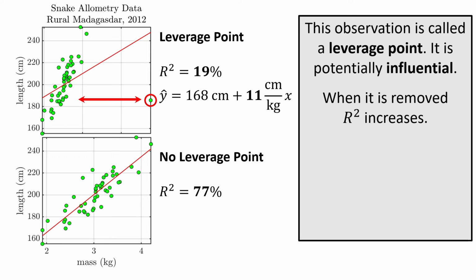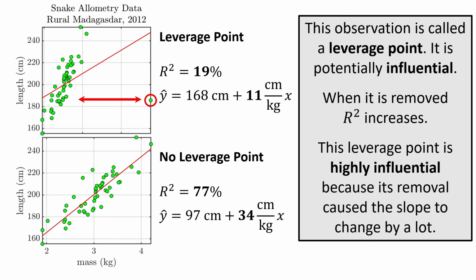And that makes sense because you see that leverage point has a very big residual. The distance between that leverage point and the line of best fit, that vertical distance, is very big. So by removing that data point, we're removing a data point with a big residual. That's going to make r squared larger. But more importantly, you can see by removing the leverage point, the slope has increased by quite a bit, more than 3 times. And so this leverage point is highly influential because its removal caused the slope to change by a lot.